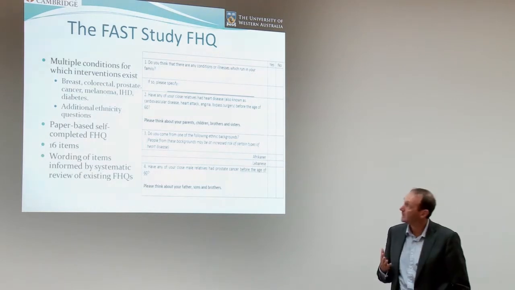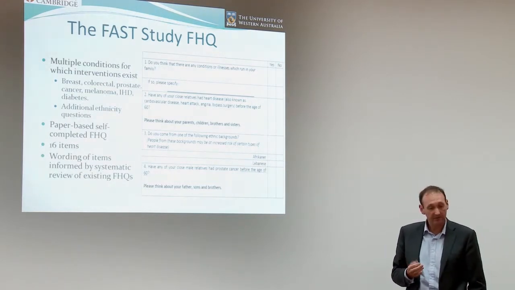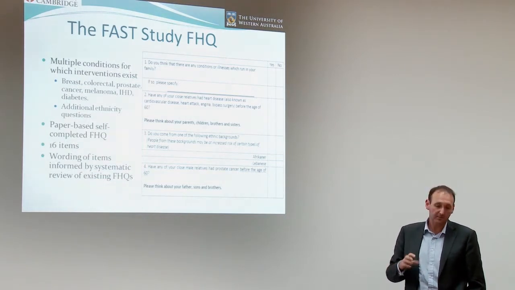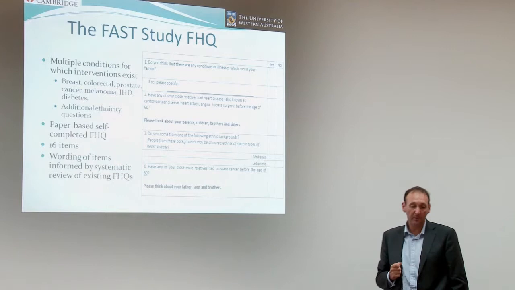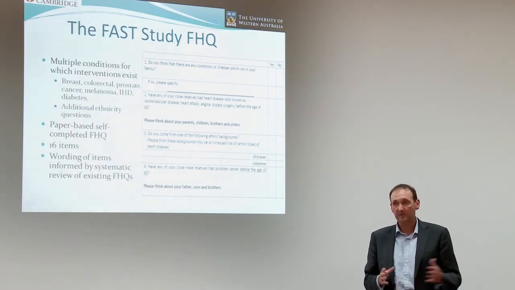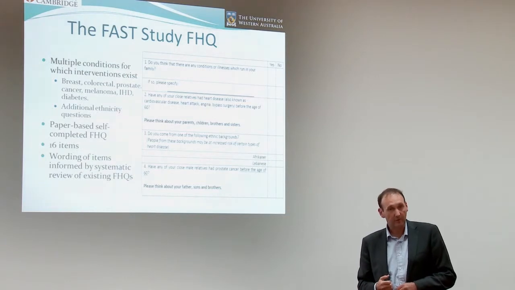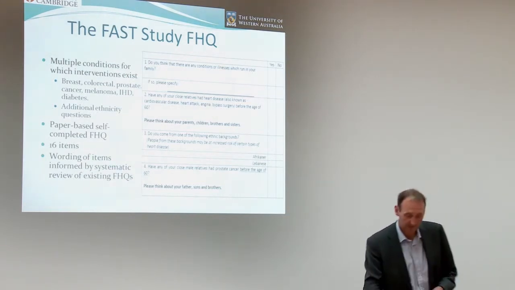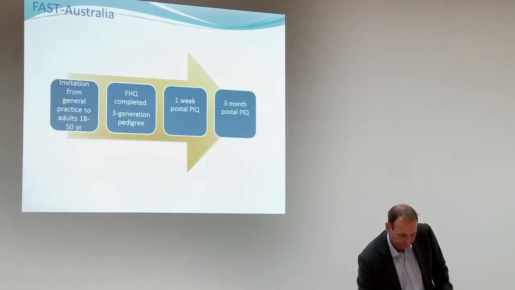So this was a paper-based, self-completed family history questionnaire. We started off with 16 items, and the precise wording, we'd gone to a lot of trouble to get very simple wording that made it very clear about the types of relatives that we were asking about. And they were developed following a review that we took of all the previous studies of various family history screener instruments that have been used in general practice.